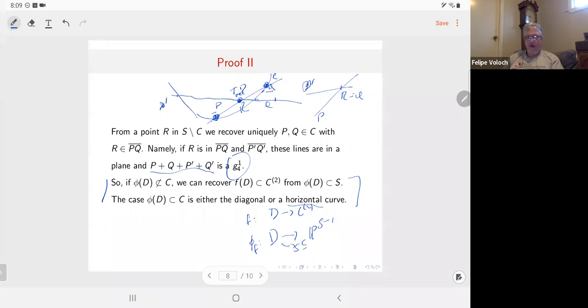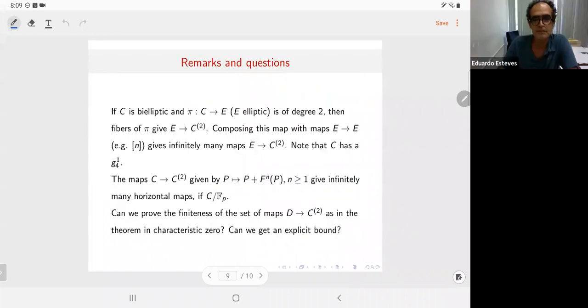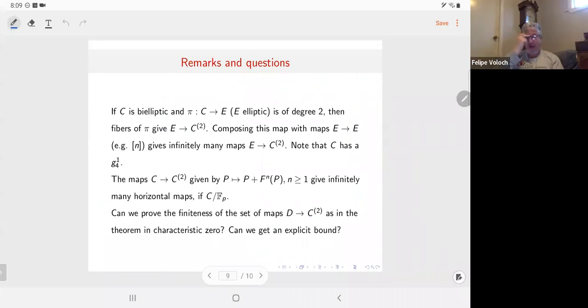Okay. So I want to make a few comments and pose a few questions, because in addition to the question that Eduardo already asked, where can we generalize it, there are a number of other questions. So first of all, a counterexample, right? So if you have a bielliptic curve, what's a bielliptic curve? It's a curve that has a map of degree 2 to an elliptic curve.